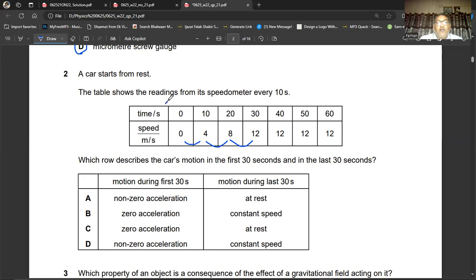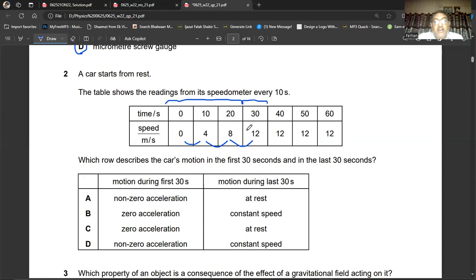So from 0 to this, in the first 30 seconds, up till here, the speed has increased. In every 10 seconds, there is an increment of 4 meter per second. That means the speed of the car is increasing. That means the car is accelerating, and the acceleration is uniform. It has a certain acceleration, but that is not 0, but it is accelerating.